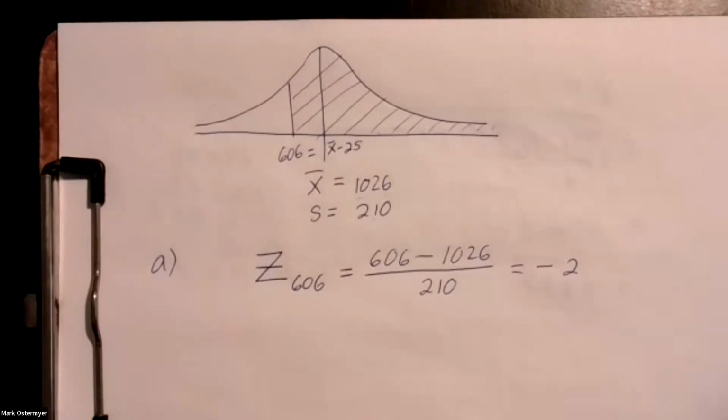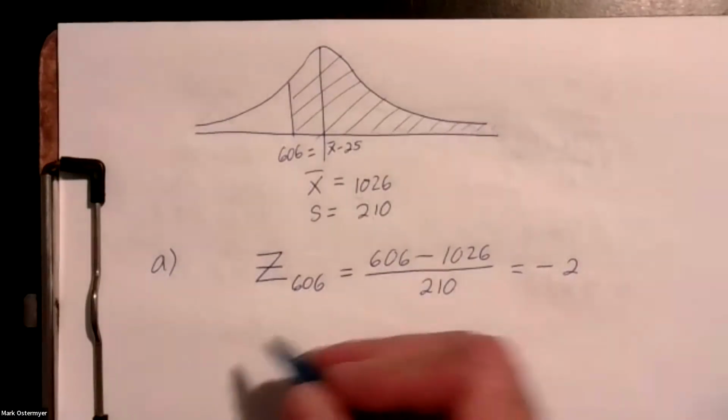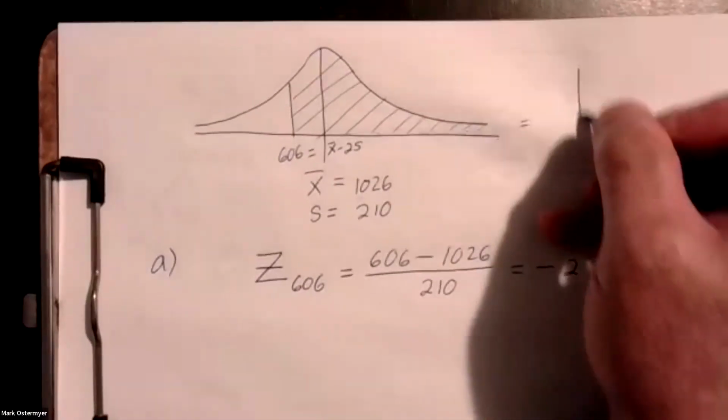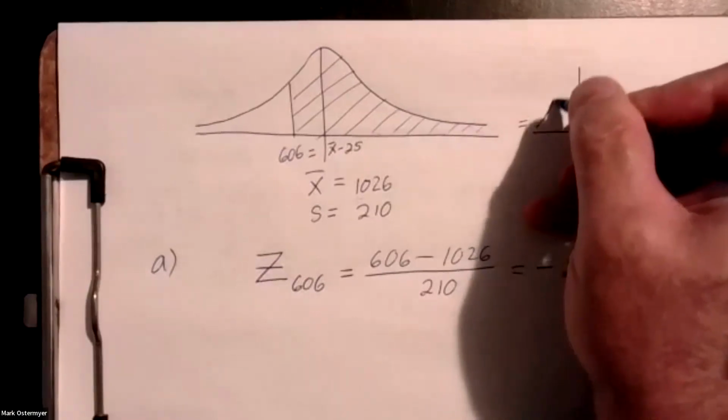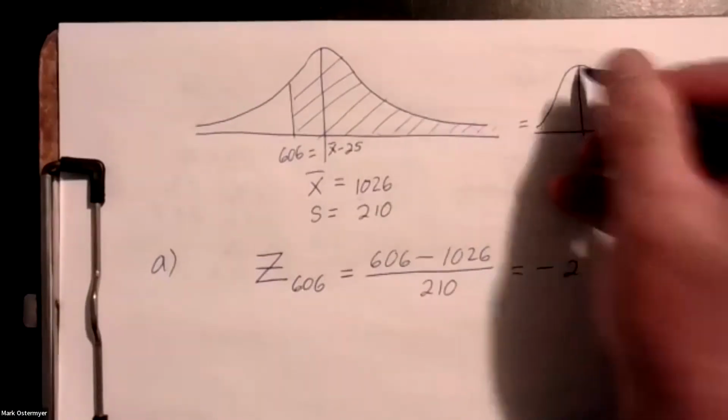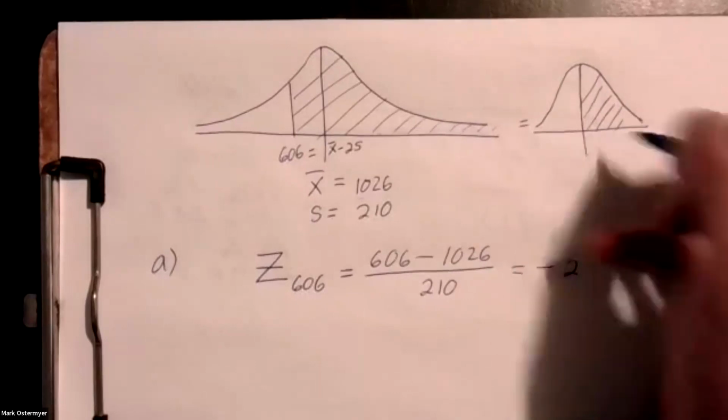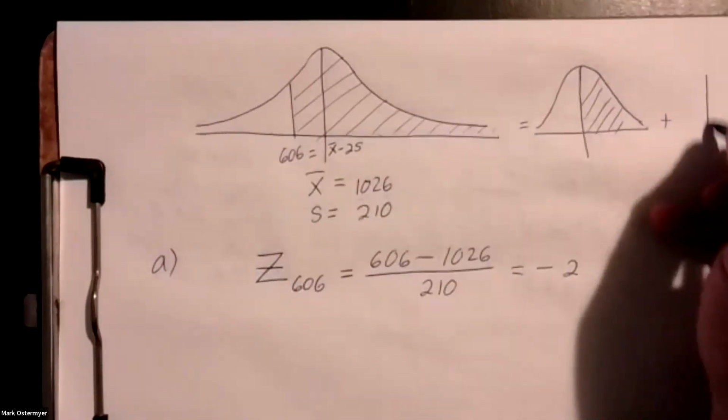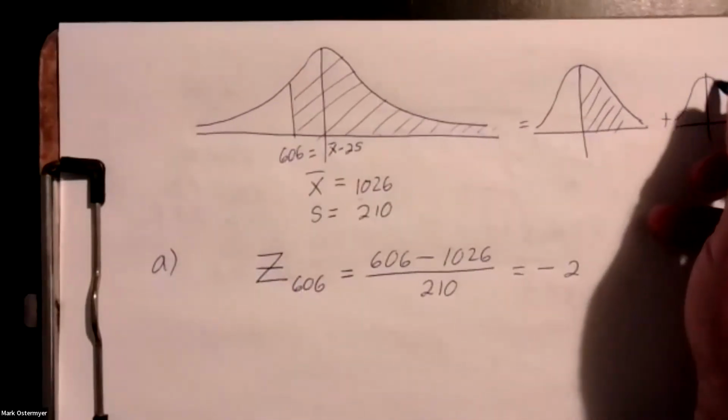Well, how can we find this area? Well, here's how. We know that this at least is the area of the upper half of the curve. Do you agree? It's the upper half area. Plus, there's more area to add to this, though.